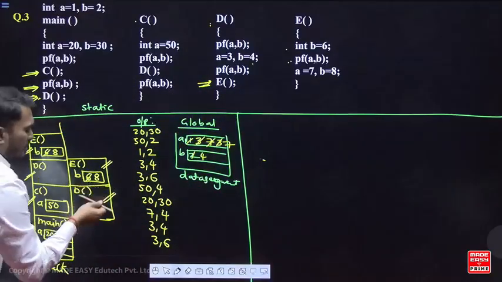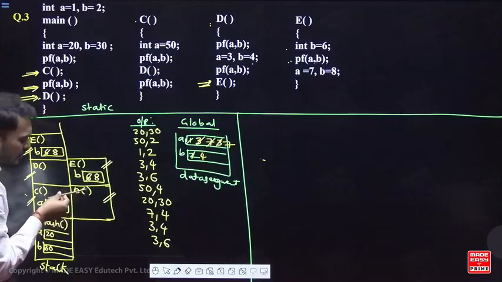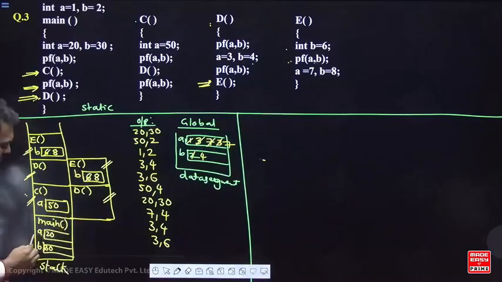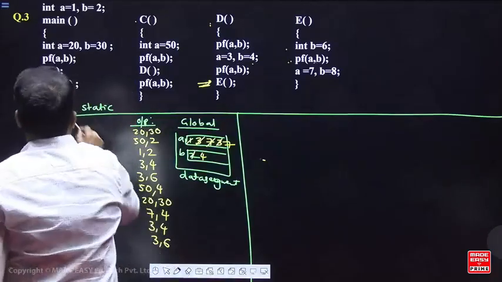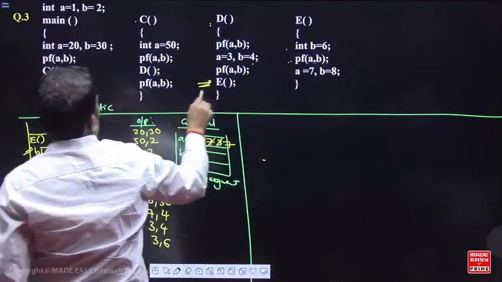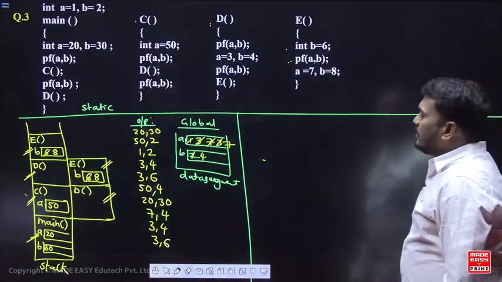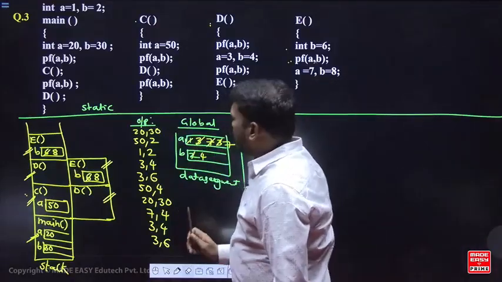Who called the function d? See this here, who called the function d? Main. So इधर से गए थे. Now main is also completed because it was the last statement, so this is also deleted from the stack. So this is the answer if you follow static scoping.